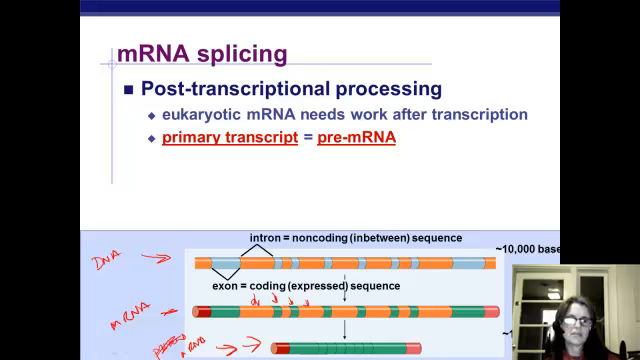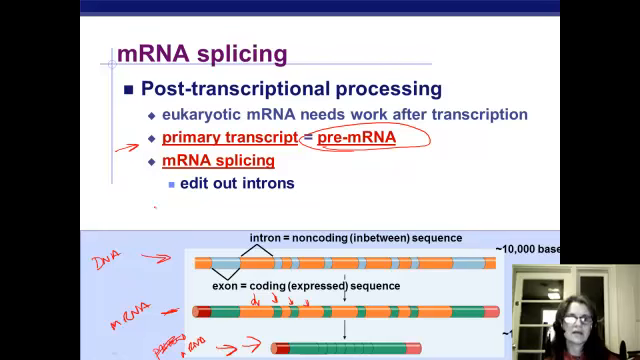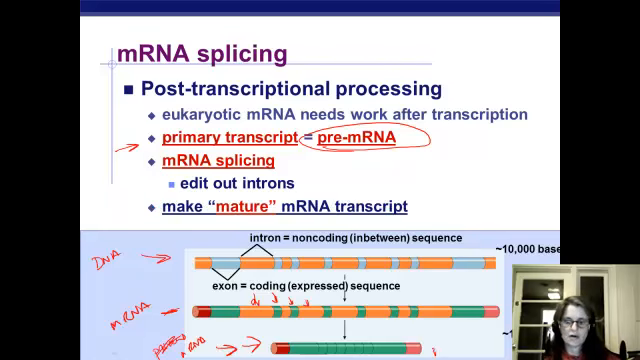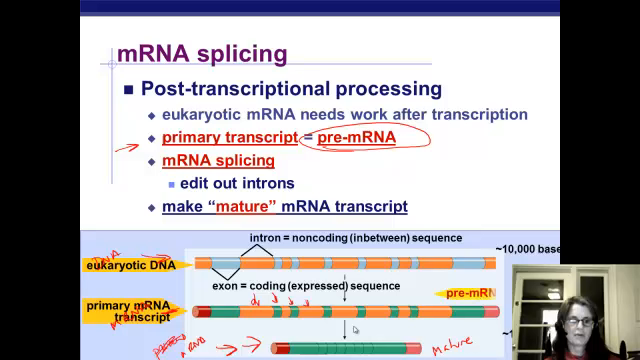This is mRNA, the primary transcript right there that has not been processed. It's also called pre-mRNA. After splicing, we've cut out the introns. This part is the mature or processed mRNA down here. Okay? So that's DNA, primary mRNA, or pre-mRNA, and that's the spliced mRNA. Okay?